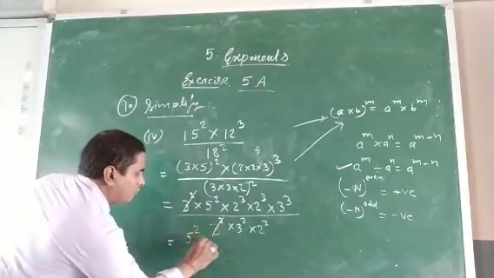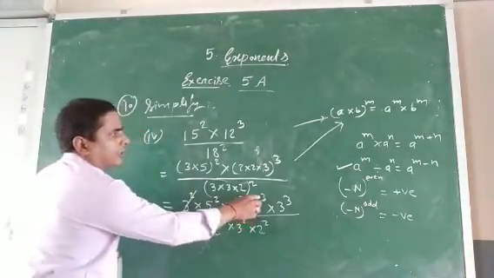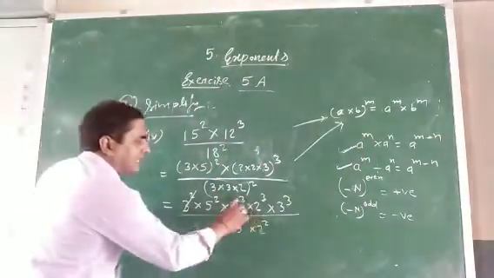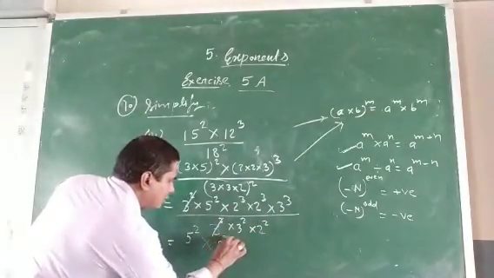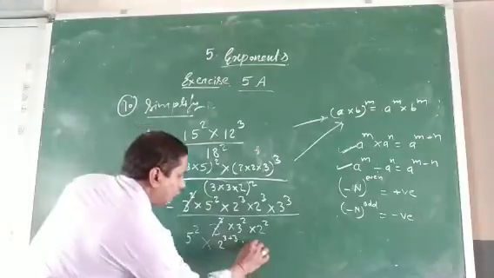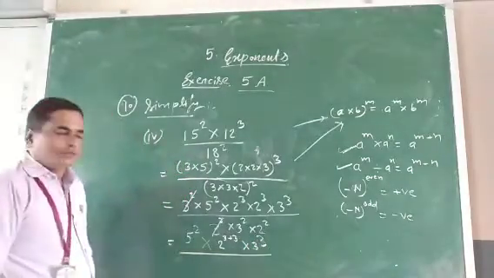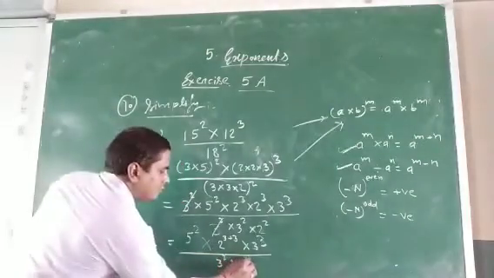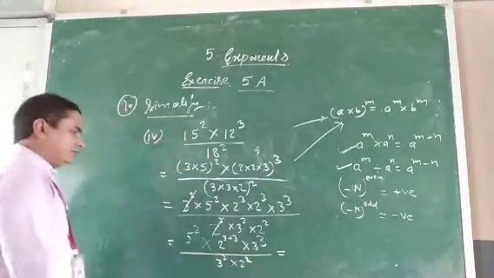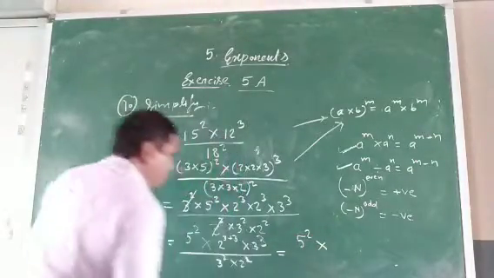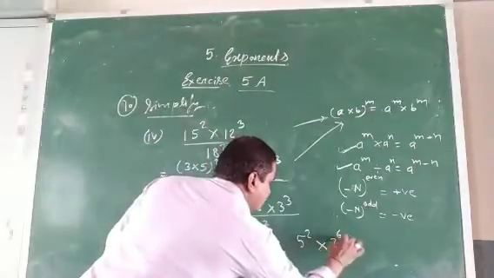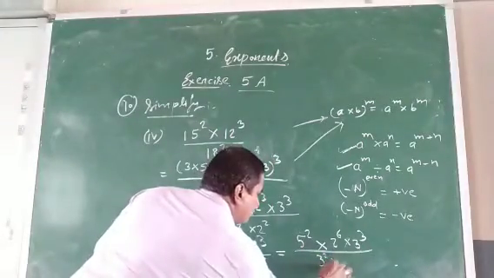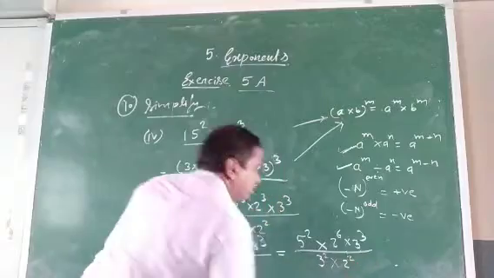5 to the power 2 into 2 to the power 3, 2 to the power 3. You apply this rule here: base same, powers will be added. So 2 to the power 3 plus 3, into 3 to the power 3, upon 3 to the power 2 into 2 to the power 2. Okay? So here you can write 5 to the power 2 into 2 to the power 6 into 3 to the power 3 upon 3 to the power 2 into 2 to the power 2.